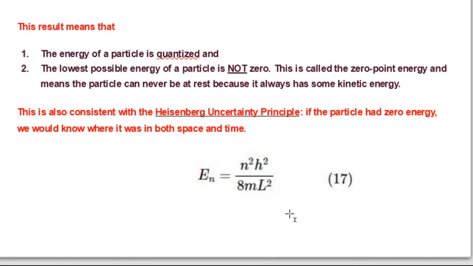If the particle had zero energy and were at absolute rest, we would know its position and momentum exactly, or we would know its position in space and time simultaneously. And that is against our uncertainty principle. So in quantum mechanical systems, particles do not have zero energy, but have a zero point energy which is not equal to zero. Okay, this is our first part.